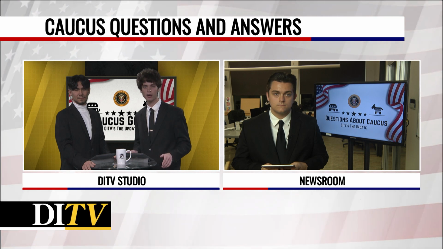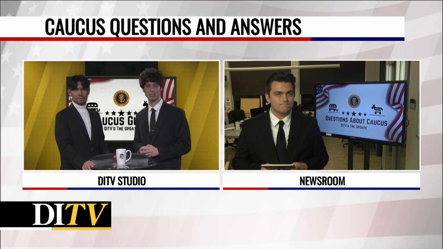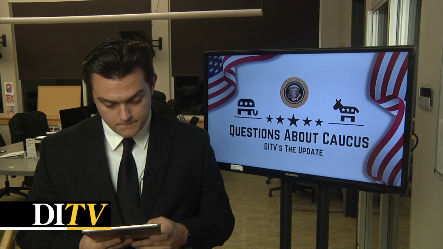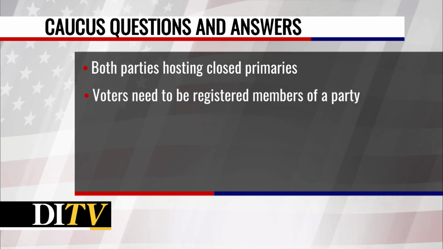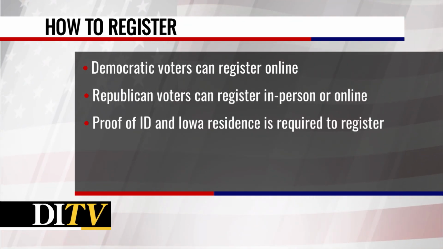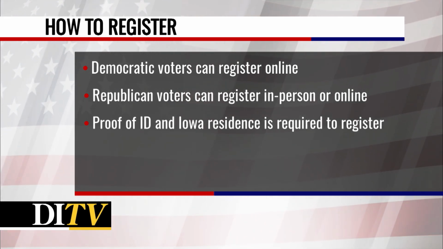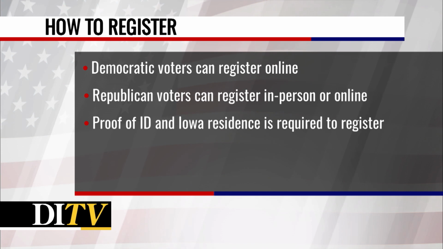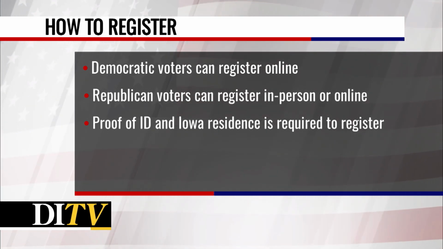And Jayce, to start off, are voters able to participate in both of these caucuses? Unfortunately, no, Johnny. Both the Democrats and Republicans are hosting closed primaries this year. This means that you have to be a registered member with the party to participate in the caucus. Democratic voters can register online on the Iowa Democrats website, while the Republican voters can either register online or in person at a polling location, as long as they provide a valid form of ID and proof of Iowa residence.